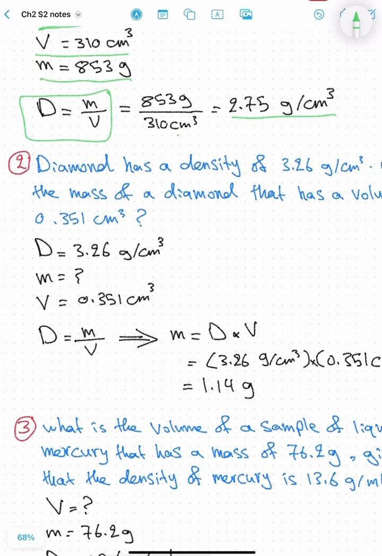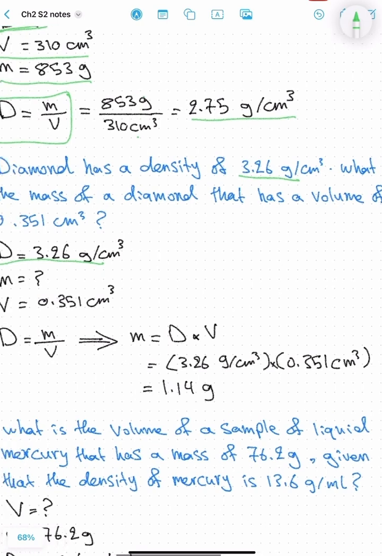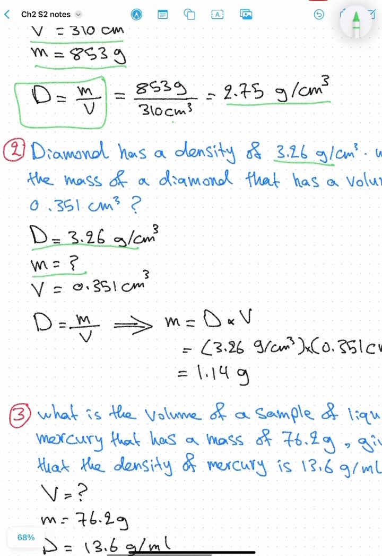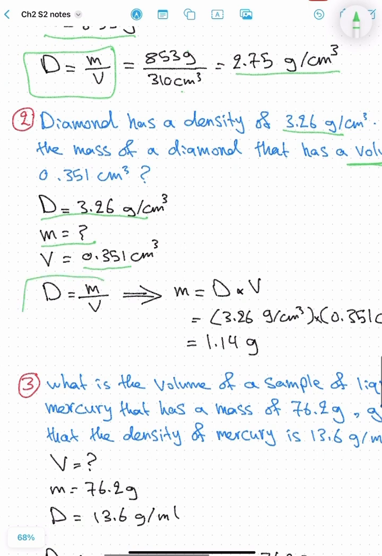Question number 2. Diamond has a density of this. Write it down. The question is asking, what is the mass of the diamond? So mass is unknown, and the volume is 0.351. What do you do? Write down the formula. In this question, density is known but mass is unknown. So what do we do? Cross multiply. Because we do not have anything here, right across mass, just write it down. And these two are across each other, multiply them.